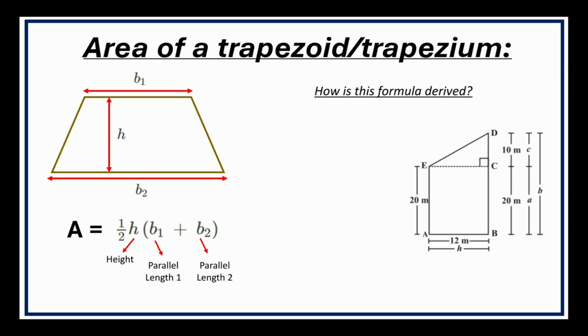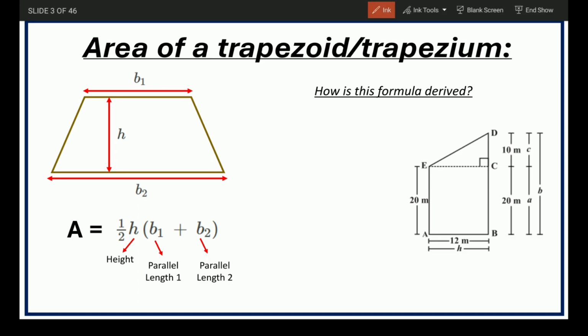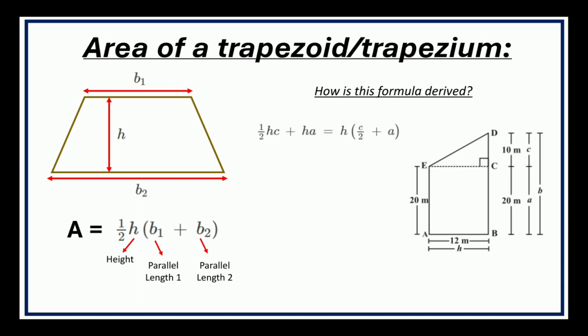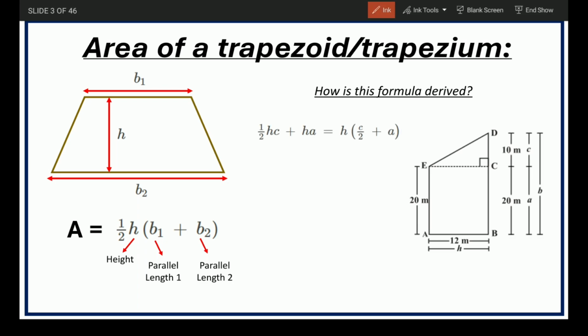You can see a trapezoid with various lengths given and denoted as well. Here you can see the lengths given as h, 20 meters, 10 meters, c, a and b. So let's move forward with the first step. To find the area of this trapezoid, let's divide it into two parts: one triangle and the rest of it a rectangle.